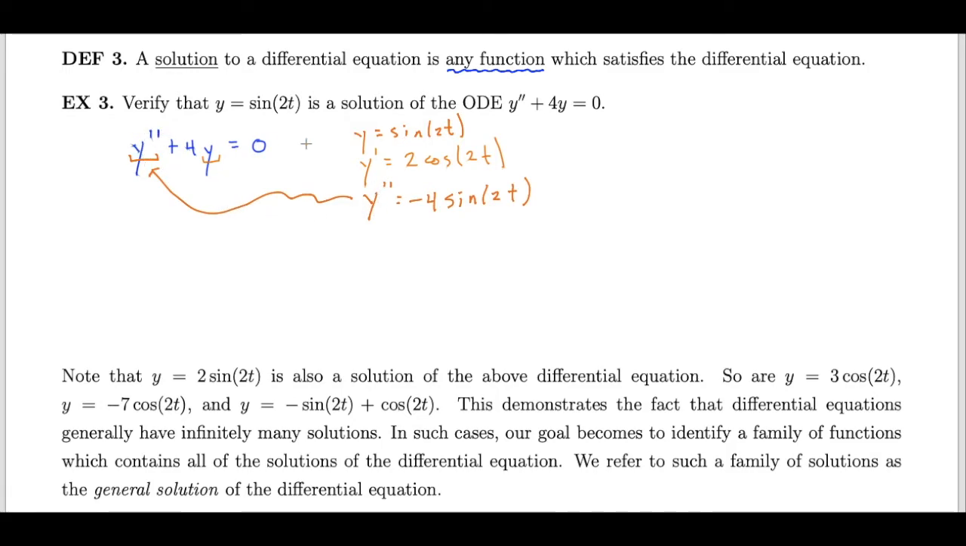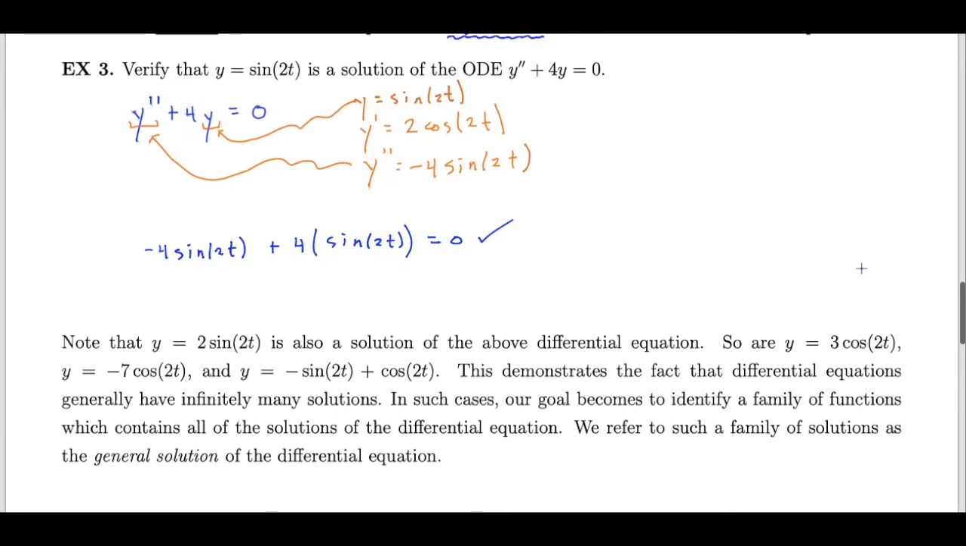I'll take y double prime, plug it in there. I'll take y itself and plug it in there. And I'm going to verify that this equation does hold. So plugging in y double prime gives me negative 4 sine of 2t plus 4 times my y, which is sine of 2t. And sure enough, those do cancel each other out, and so this differential equation is true. So to use our terminology, we have just verified that the given function is a solution of the given differential equation.